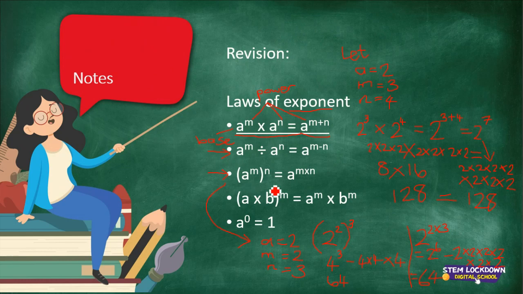Now let's move on to this one. Remember, today we want to look at multiplication. a multiplied by b, all to the power m, is equal to a to the power m times b to the power m, right? Why? Because everything within the bracket is raised to the power m. Okay, let's look at an example. Q2, let me write it here.